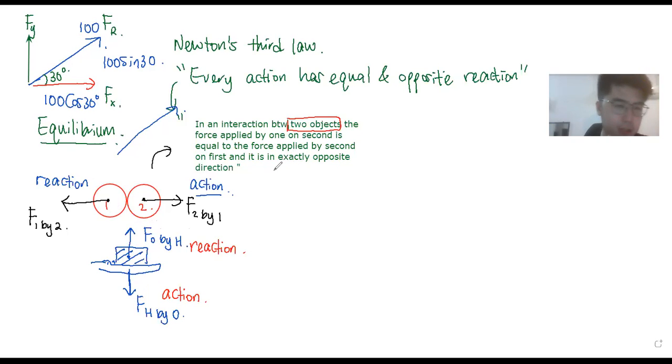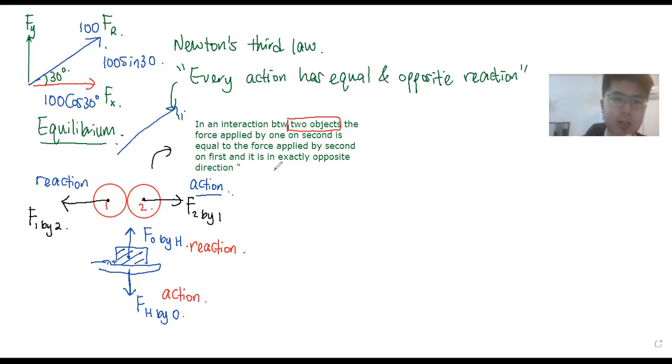Similarly, if you punch a wall, you are doing the action. You are applying a force on the wall. So the force acts on the wall by the hand, and the wall applies back a reaction on your fist. Because of that, you feel the pain. This is also action and reaction.